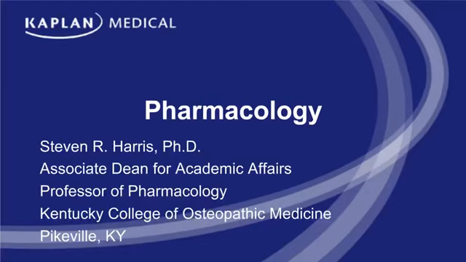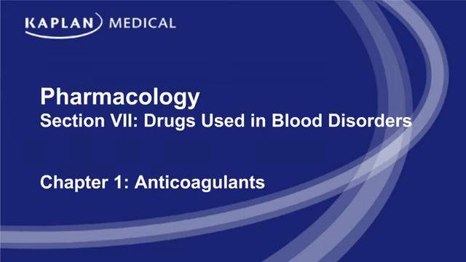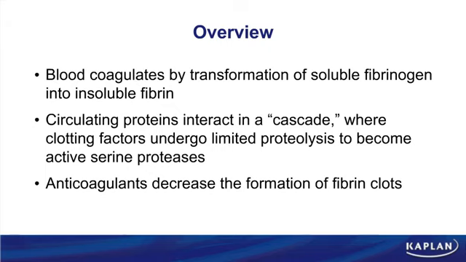Pharmacology Section 7 will cover drugs used in blood disorders. In Chapter 1, we're going to cover the very important anticoagulants. This chapter starts with an overview of the coagulation cascade. We're going to look at the various components of this cascade, and importantly, we're going to cover exactly where drugs like warfarin and heparin are going to work in this pathway.